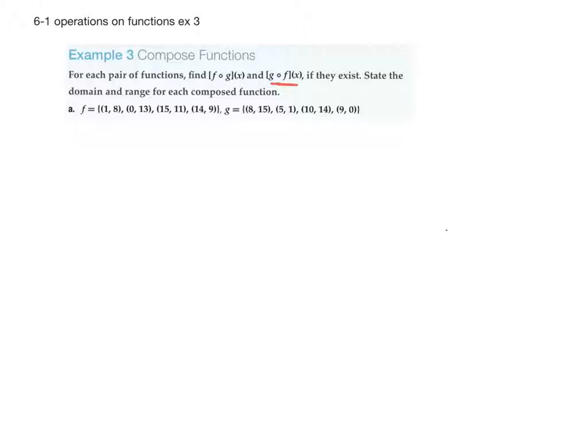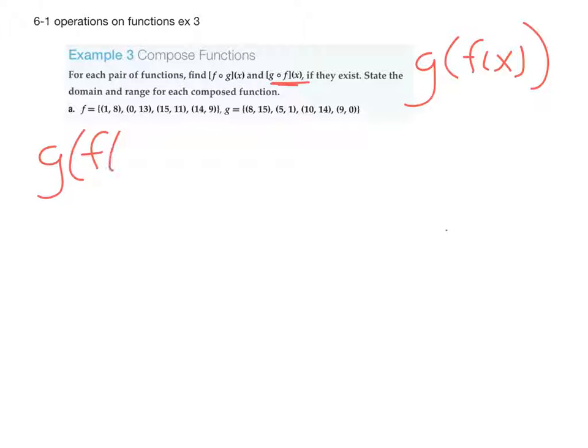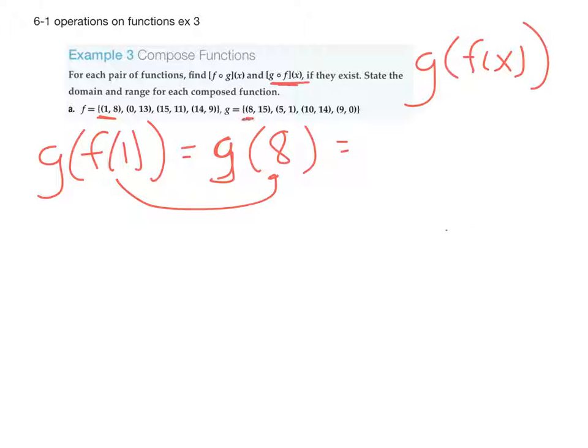Now we're going to do the other composition, which is g of f of x. We're just composing g with f, putting f inside the function g. So now we're going to start with the f function, and we look at the very first x, which is 1. And f of 1 equals 8. So f of 1 equals 8, and now I put that into the g function. If I put 8 in the g function, I go over here, I get 15.